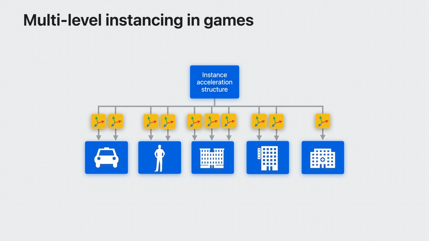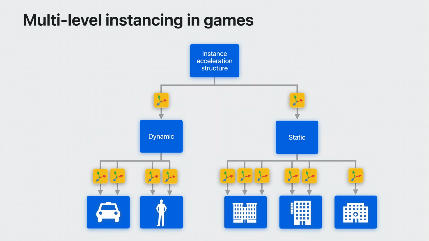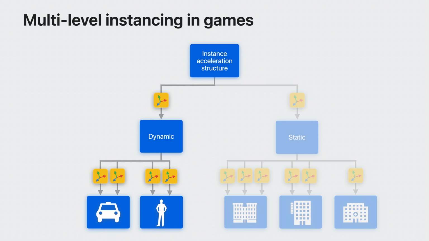Games also rebuild their instance acceleration structure each frame for their dynamic content, and high instance counts mean a lot of GPU time for the rebuild. However, in a game, a lot of the content is static and doesn't need to be updated every frame. You can split the world into static and dynamic acceleration structures to limit acceleration structure updates to only the content that changes. This means only rebuilding the dynamic content, which is typically much less than the static content.